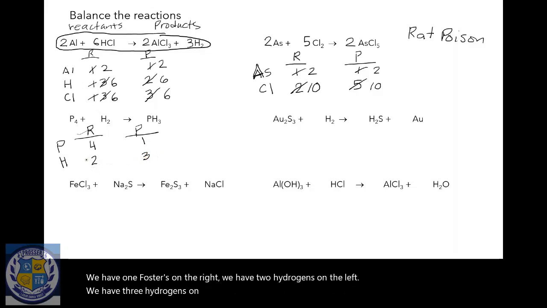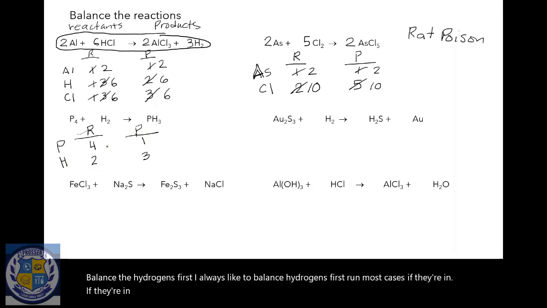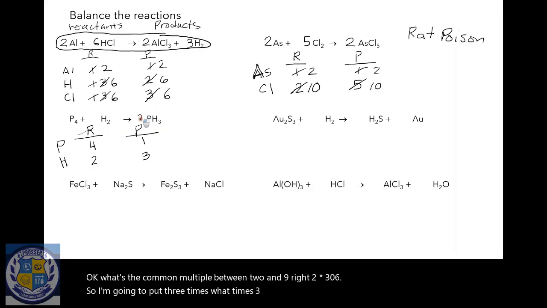Okay, this is kind of weird. Why don't we balance the hydrogens first? I always like to balance hydrogens first in most cases if they're in the equation. Okay, what's the common multiple between 2 and 3? 6, right? 2 times 3 is 6. So I'm going to put 3 times 2. What times 3 equals 6? A 2.